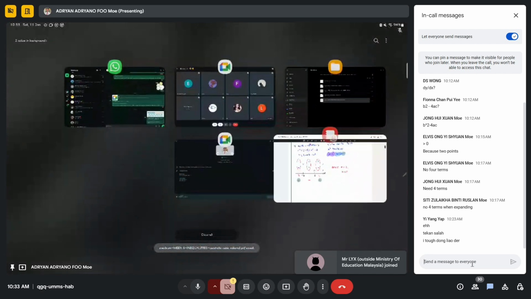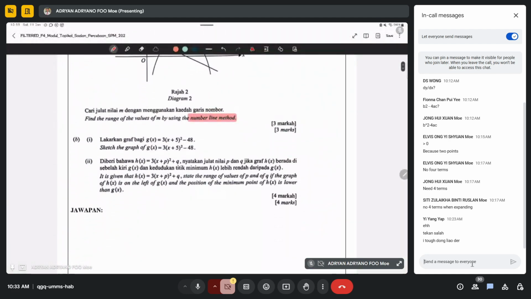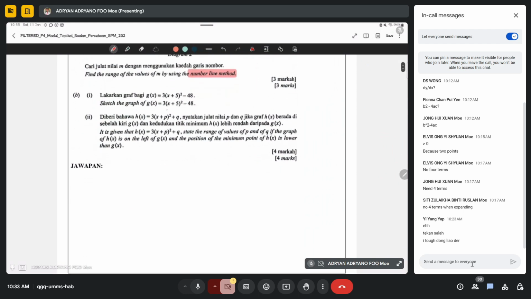Okay. So that one is for the number line method. Okay. So second question, sketch the graph. I think this is no problem. Sketch the graph. Okay, 3x plus 5 squared minus 48.